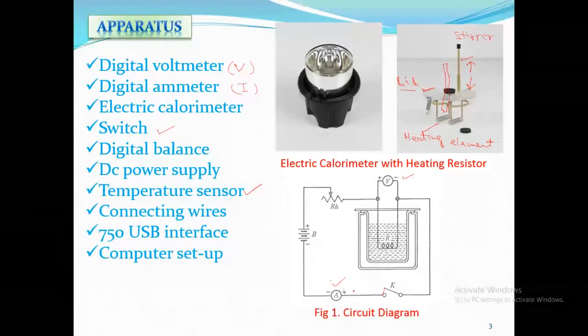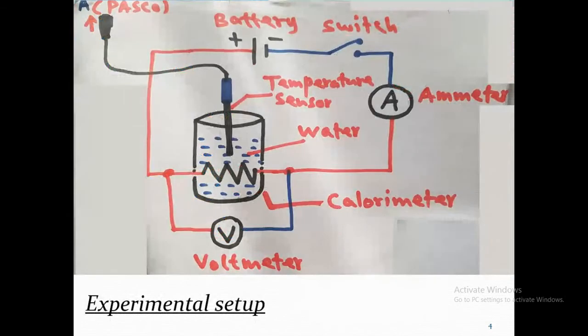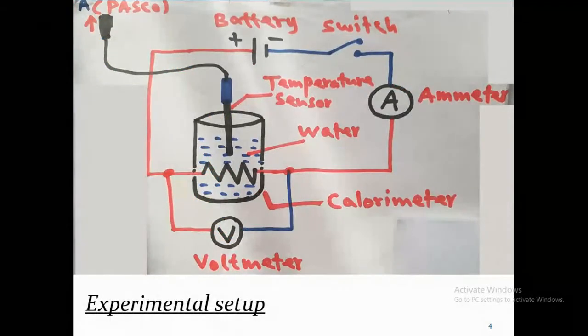This is the switch here. You have the power supply. You have connecting wires to connect all components. You have a 750 USB interface. And you have a computer. This is the experimental arrangement.